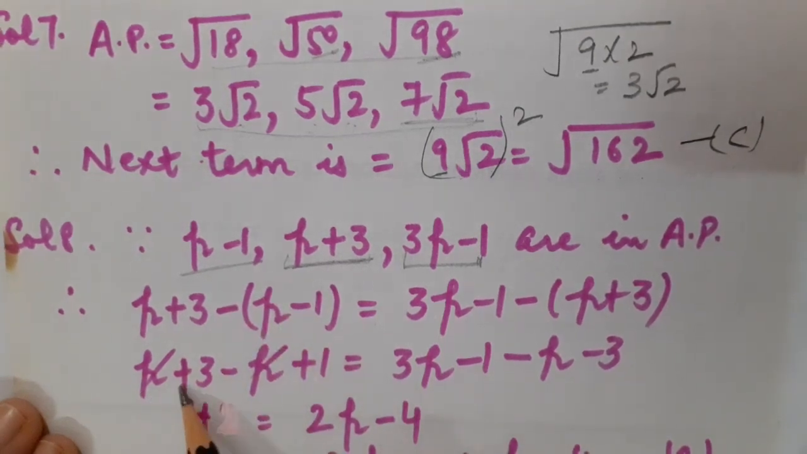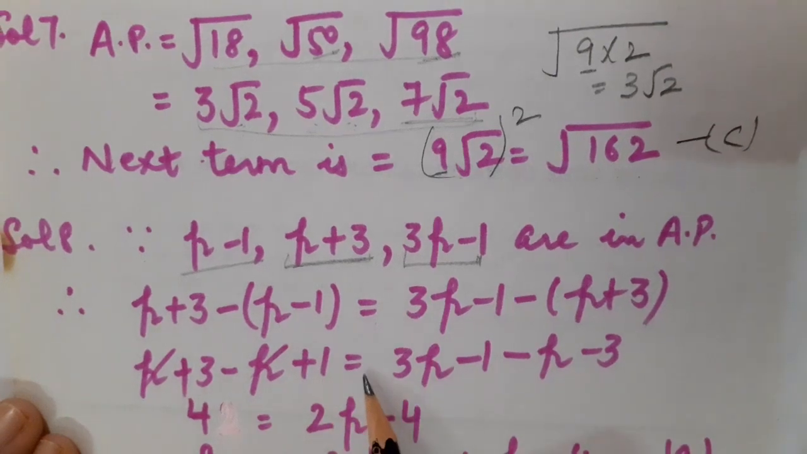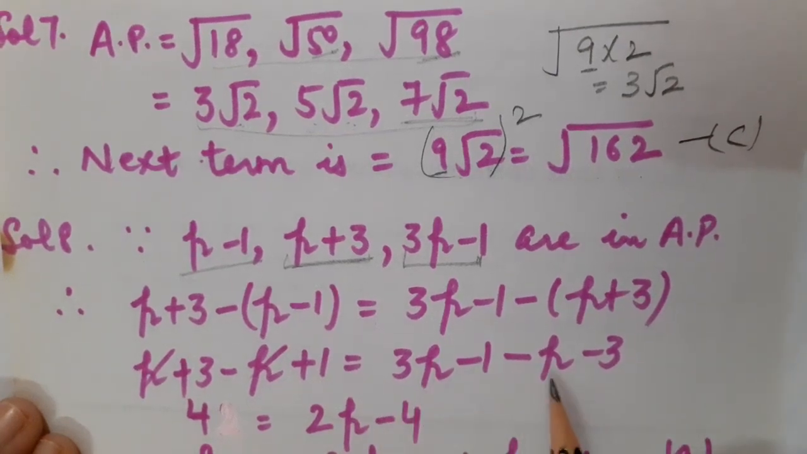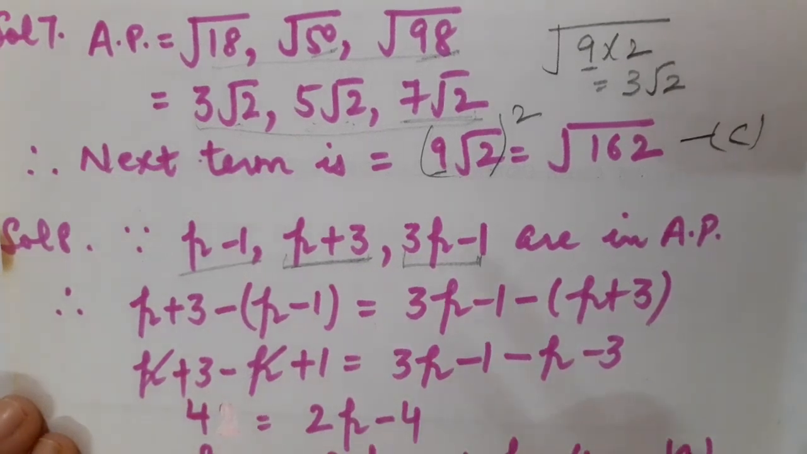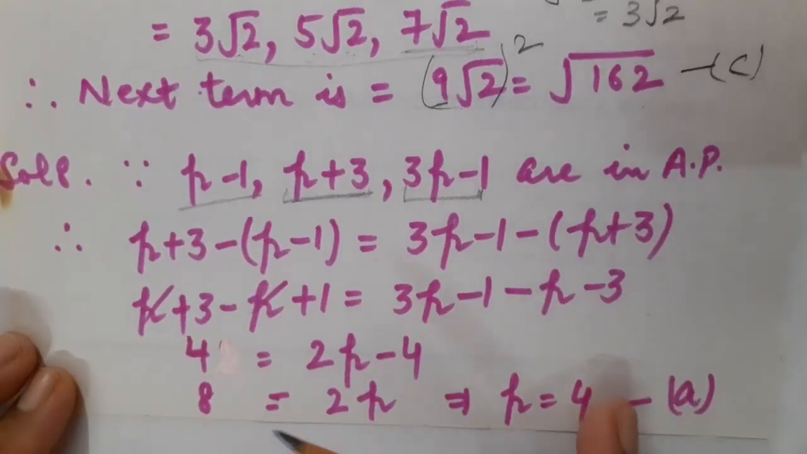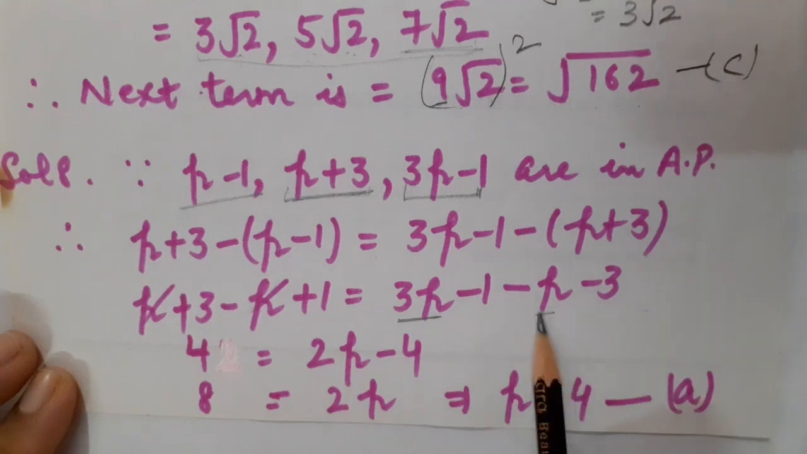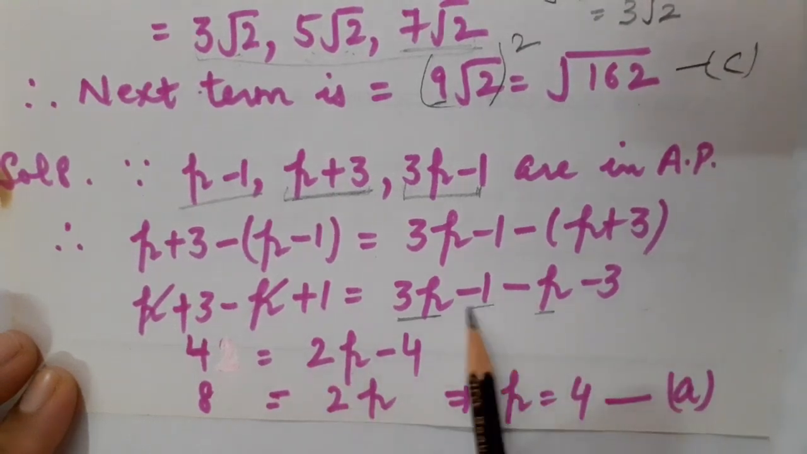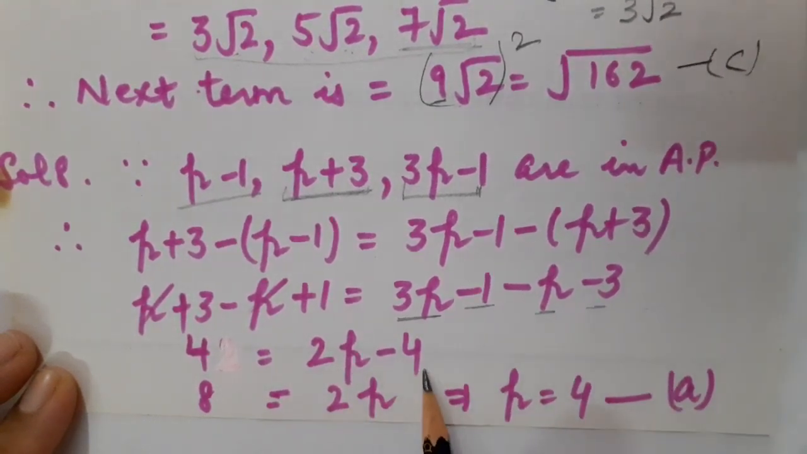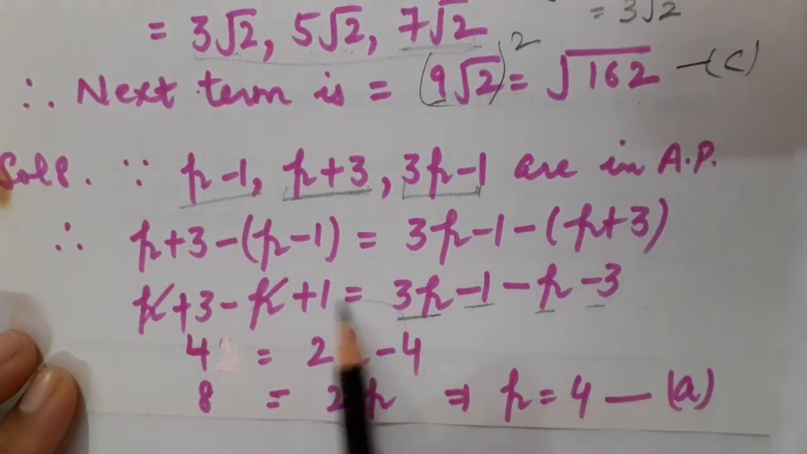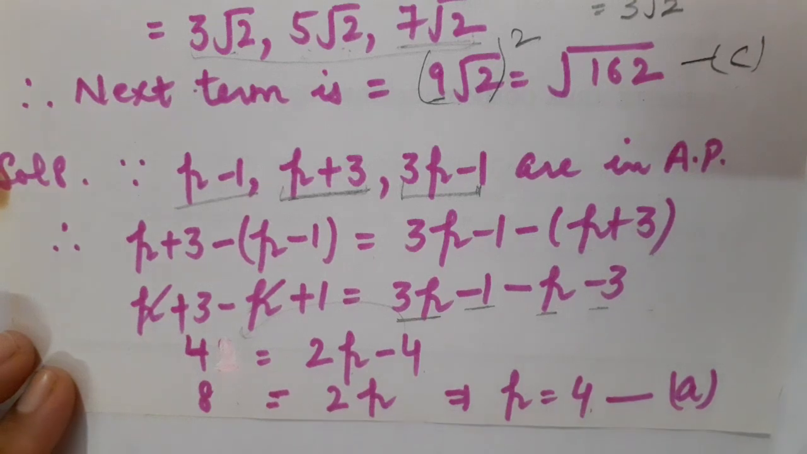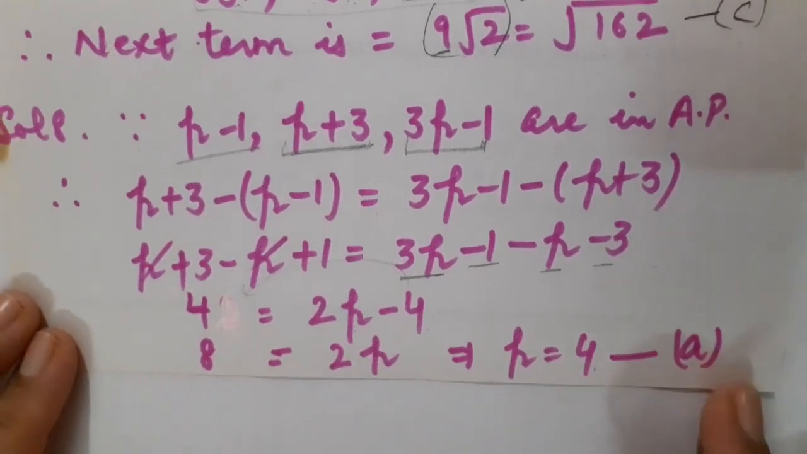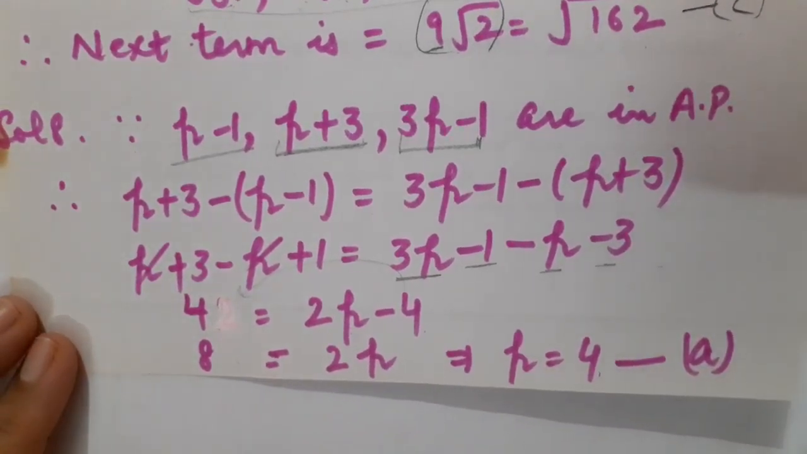We will be getting p plus 3 minus p plus 1 is equal to 3p minus 1 minus p minus 3. Plus p and minus p are going to be cancelled over here. So we have got 4 is equal to, this is 3p minus p, you will be getting 2p, and minus 1 minus 3 you will be getting minus 4. So 2p is equal to 4 plus 4, that is 8. So what is the value of p? p is equal to 4, which is actually option number A, the right option.